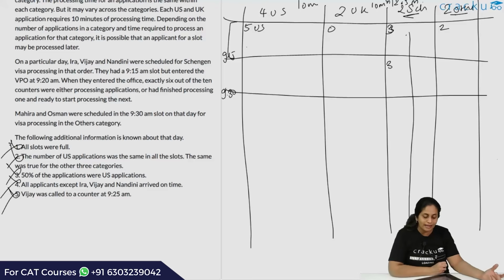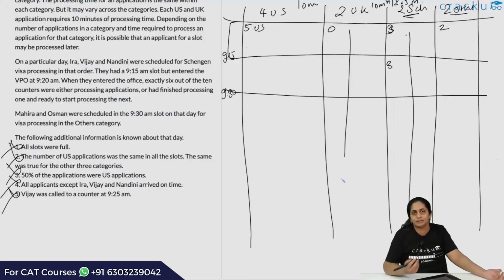So, do we have any indication of the time required to process the others application? We are told that when Ira, Vijay and Nandini arrive at 9:20, exactly 6 of the 10 counters are either processing or had finished processing and were ready to start the next. Which means that 6 were working and 4 counters were empty. Of these 4, 2 would be the UK ones because UK has nothing to process, there are 0 applications. So that would mean that there were 2 counters which were not working.